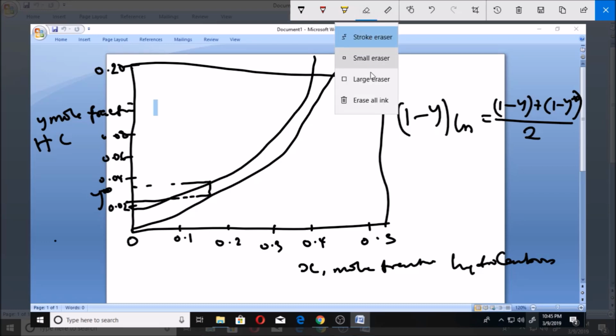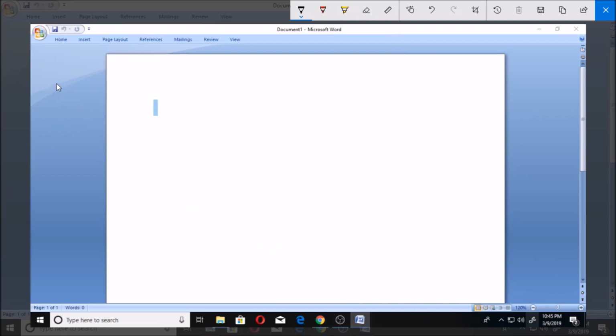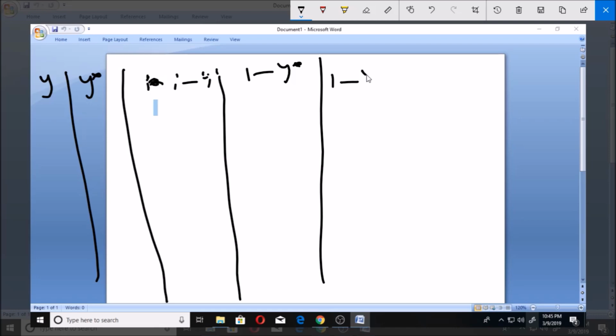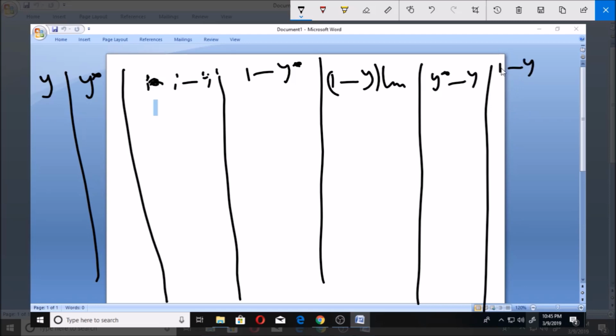So having plotted these two, we can now make this table so that we can use graphical integration to finally solve. So we can have the table of Y equilibrium, 1 minus Y, 1 minus Y equilibrium, 1 minus Y lim, Y equilibrium minus Y, and finally 1 minus Y lim all over 1 minus Y brackets Y equilibrium minus Y.